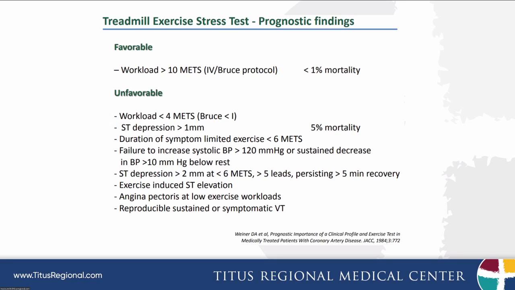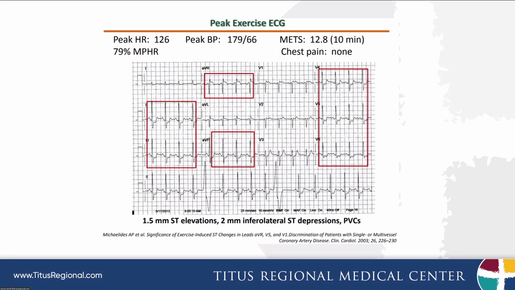But as we see these other factors, for example, decreased exercise tolerance, limiting symptoms, EKG changes, abnormal heart rhythms, they're associated with higher mortality rates. And this is why we use stress testing to help judge what a patient's prognosis will be.